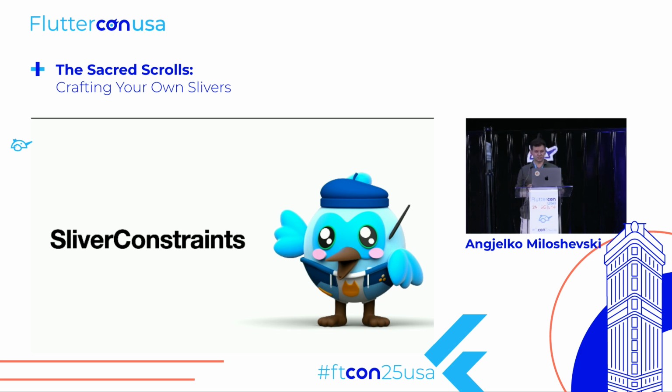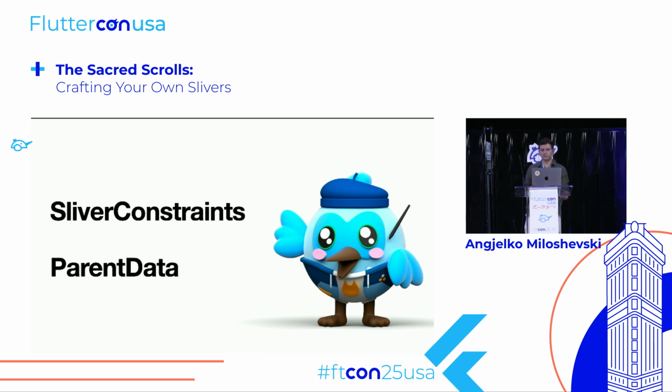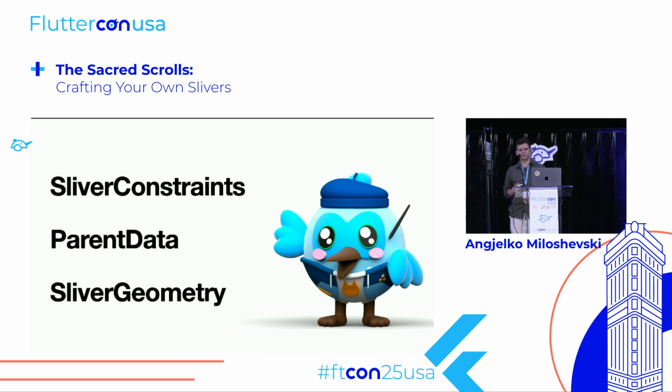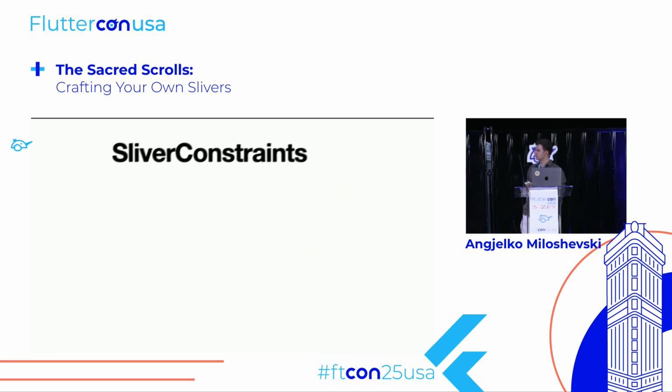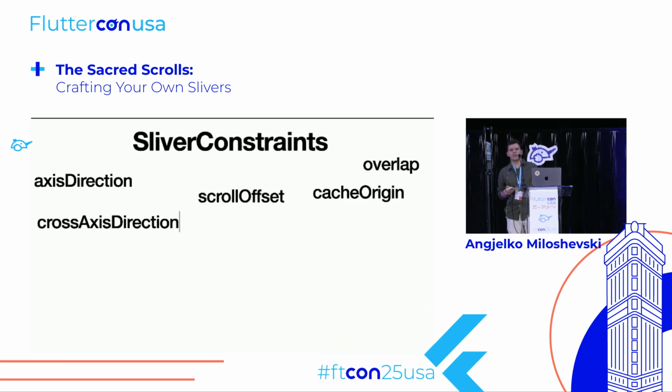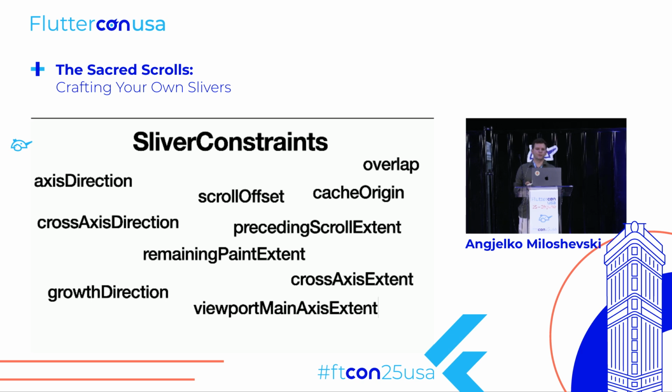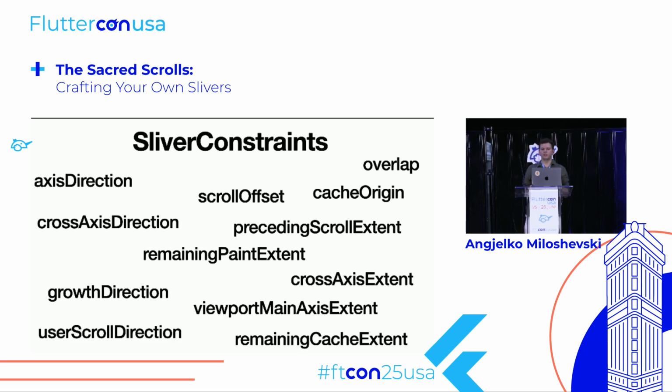First is the sliver constraints. Then we have parent data, and then the sliver geometry. Now, the sliver constraints give us lots of information that we can use to understand the position, the direction, the axis direction, the scroll offset of the sliver in the viewport, and lots of other properties. The ones we are going to focus on today are the scroll offset and the remaining paint extent.